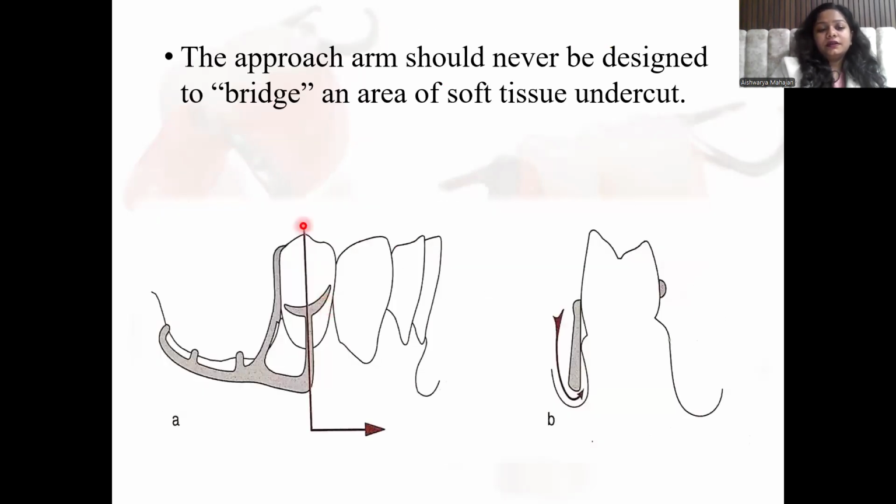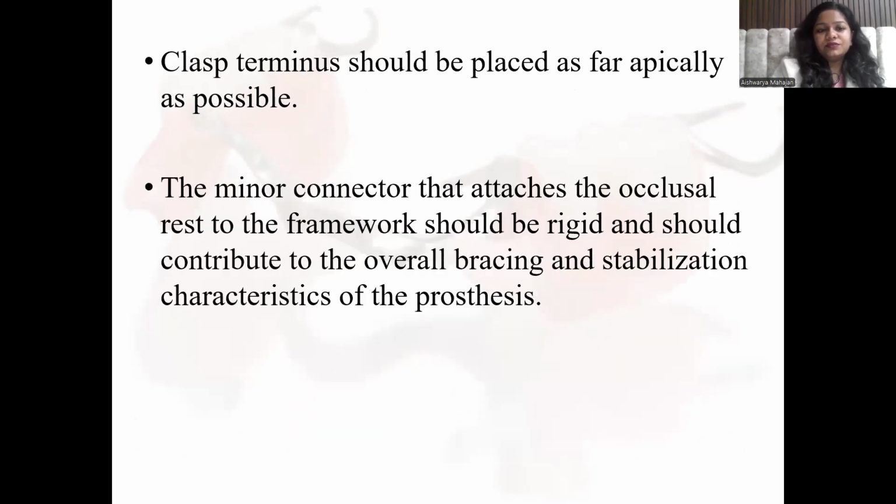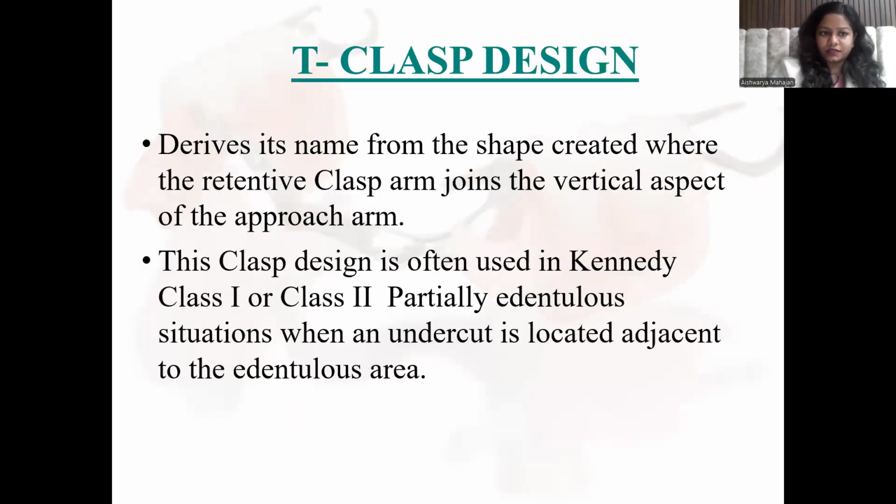Now here we see that it crosses the gingiva at a 90-degree angle. The approach arm should never be designed to bridge the area of a soft tissue undercut. Here we can see if the soft tissue undercut is bridged, it wedges food into the undercut and then periodontally compromises the tooth. The clasp terminus should be placed as far apically as possible. The minor connector that attaches the occlusal rest to the framework should be rigid and should contribute to the overall bracing and stabilization characteristics of the prosthesis.